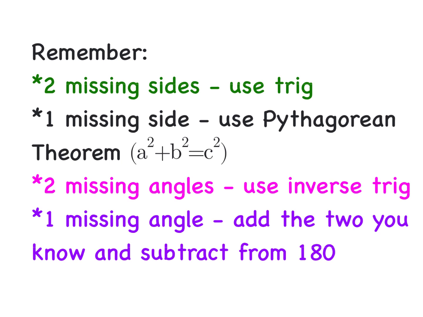So, two missing sides, trig. If you have one missing side, use Pythagorean theorem. Then with the angles, if you have two missing, inverse trig. One missing, remember they all three add up to 180 inside, so you just add the two you know together and subtract from 180.